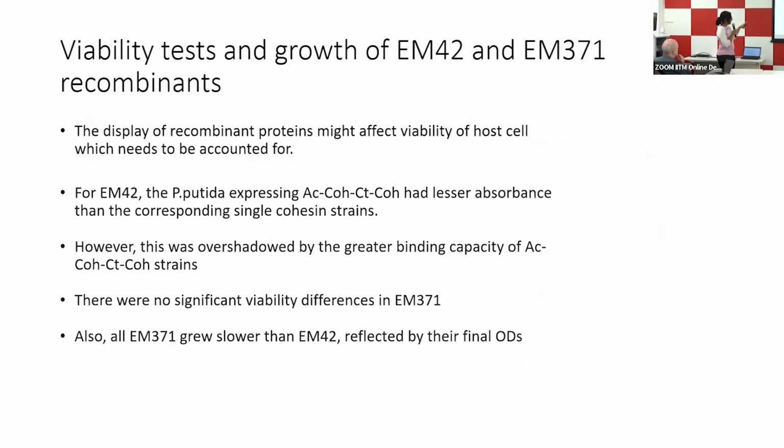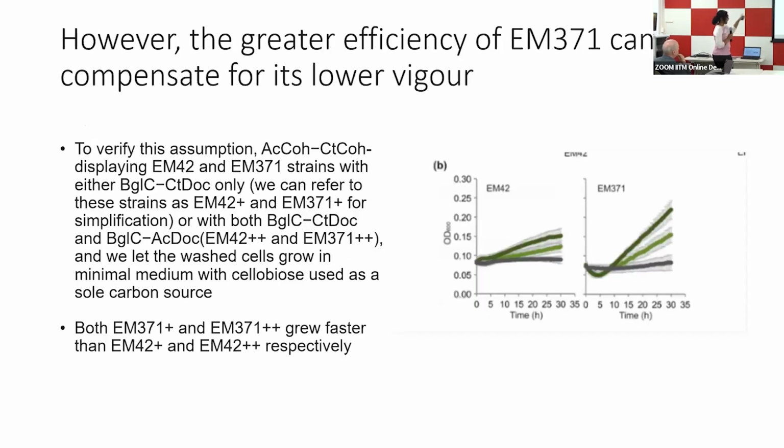However, in EM42, even though the AC cohesin and CT cohesin strain had a lesser absorbance, it was overshadowed by their greater binding capacity. Another factor we saw was that all EM371 grew slower than EM42. But we hypothesized that EM371, although it grows slower, due to its greater binding affinity, as seen in the previous cases, will overshadow this. And we verified this assumption.